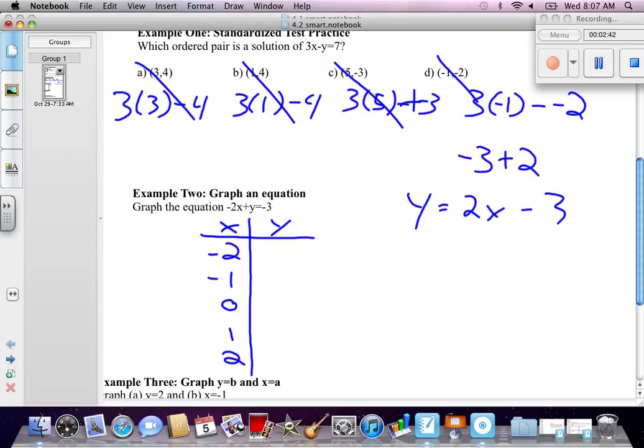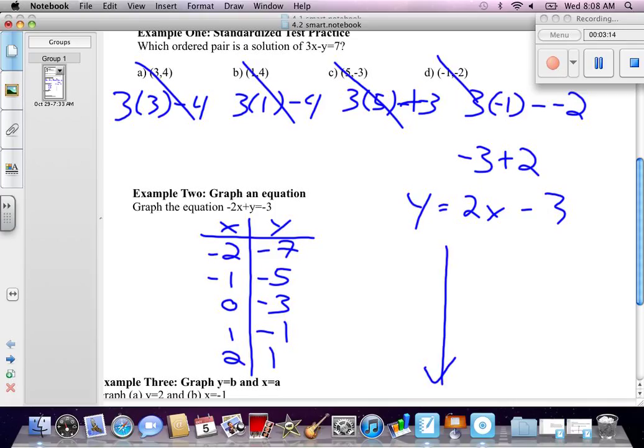Okay, now we're just going to plug this in. What is negative 2 times 2? Negative 4. Negative 4 minus 3 is negative 7. Negative 1 times 2 is negative 2. Minus 3 is negative 5. 2 times 0 is 0. Minus 3 is negative 3. 2 times 1 is 2. Minus 3 is negative 1. 2 times 2 is 4. 4 minus 3 is 1.